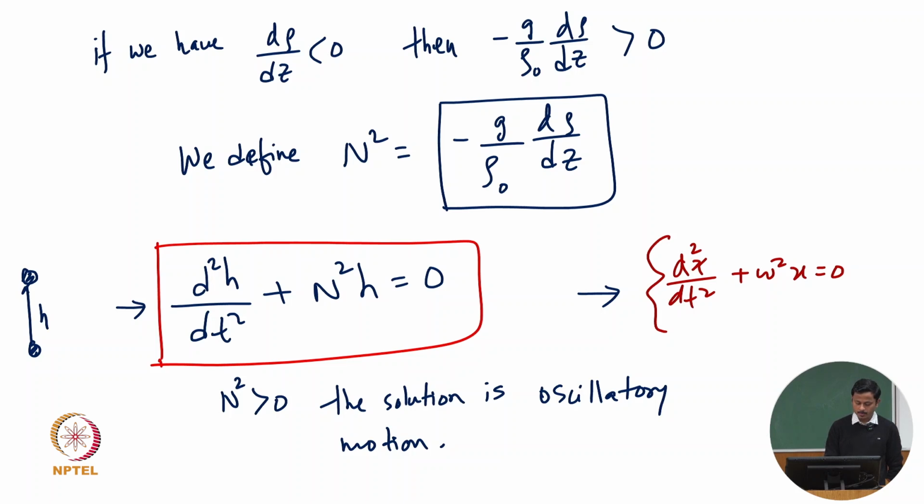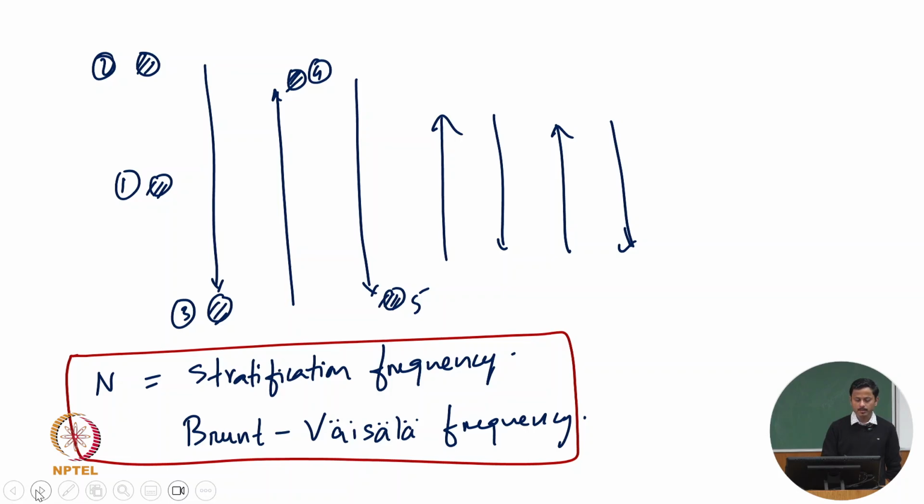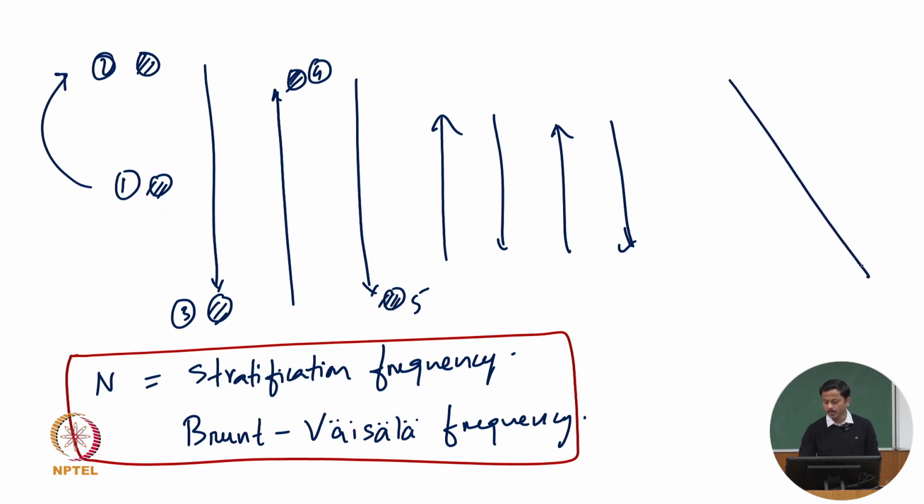So if N squared is greater than 0, the solution is oscillatory motion, that is, the particle will oscillate, and we drew a rough schematic saying that if the particle is displaced from 1 to 2, it finds itself in a lighter environment and it falls back because gravity is always pulling it down. So it goes to 3, but it now finds itself in a heavier ambient. The density in this case is varying linearly. So this is how density is varying.